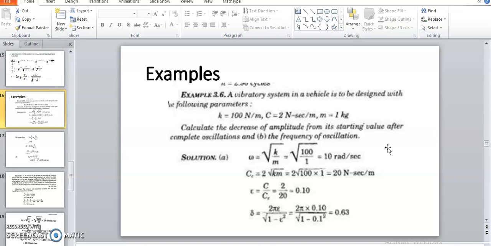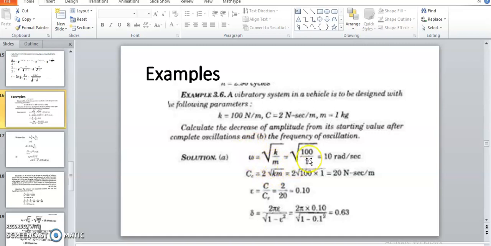And in this underdamped case, stiffness is given as 100 Newton per meter. Damping coefficient C is given as 2 Newton second per meter. Mass is given as 1 kg. Now in this case we have to find out the decrease of amplitude from its starting value after complete oscillations, and the frequency of the oscillations.